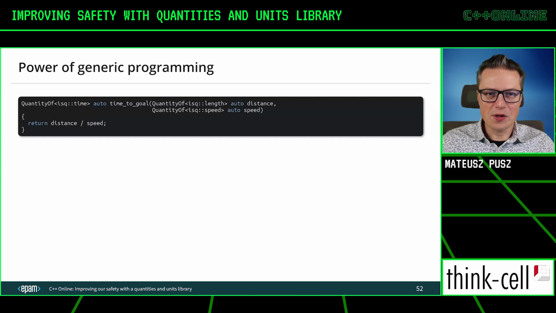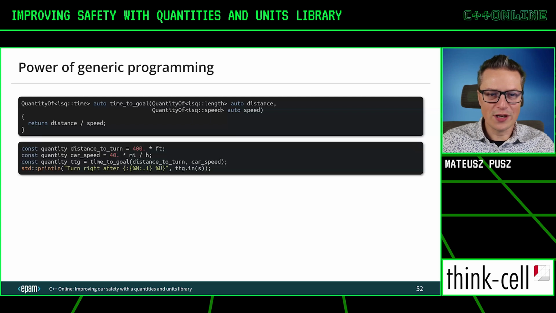So this happens actually when you're dealing with generic programming, right? There is no way to provide generic programming with doubles. With doubles, if you would like to provide generic programming, you will not know anything about the unit, about the type, nothing. Here we can say that we expect quantity of length, quantity of speed, and quantity of time being returned from this function, and everything is handled properly. So I can write distance to turn, car speed, and get time to go.